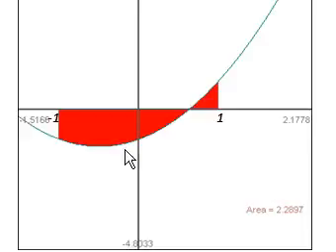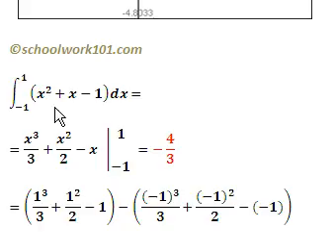We're going to be talking about finding the area of these two shaded regions here. Now, if we do the regular integration between -1 and 1, which is my setup here, we get -4/3. But -4/3 is not the area of those two shaded regions.